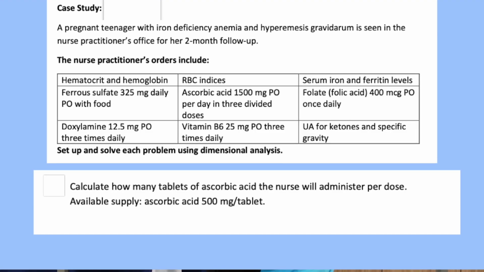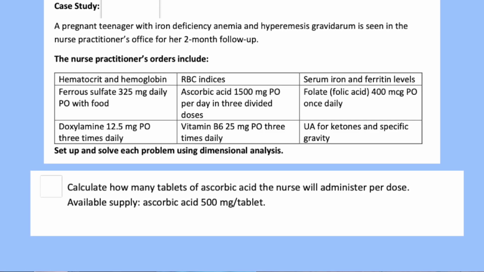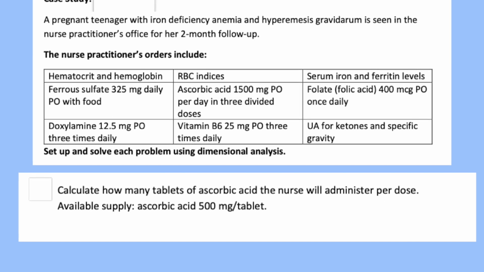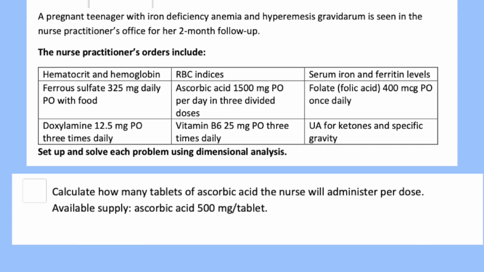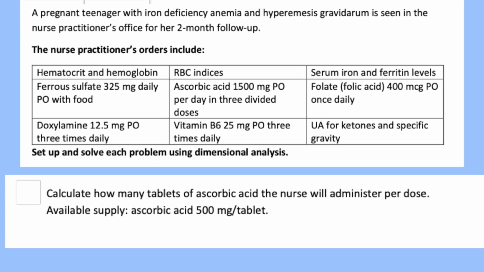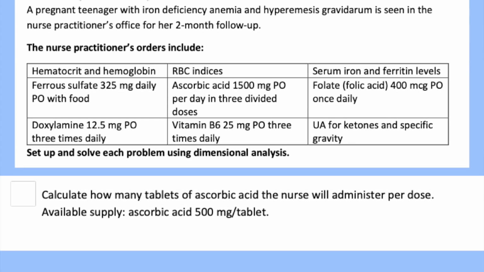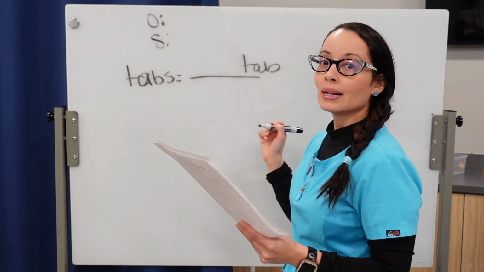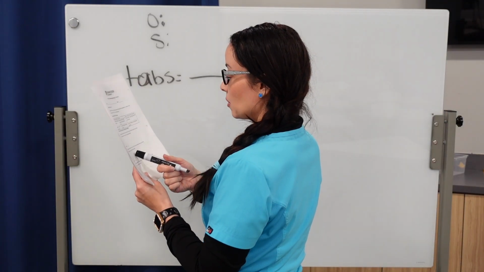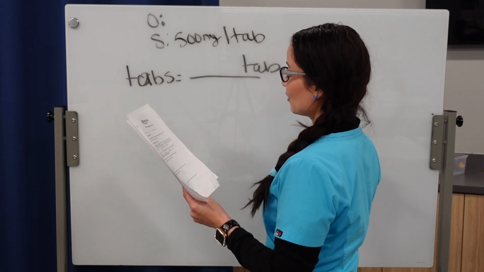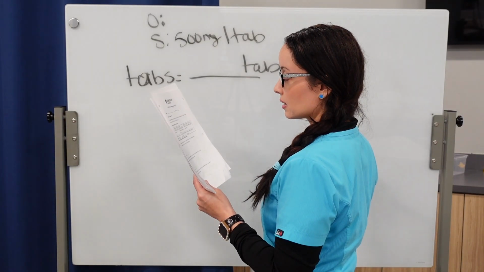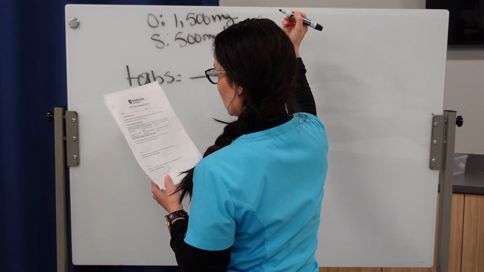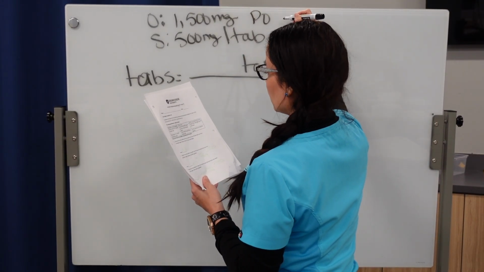Number 8, we're looking for tablets. So tabs equals, we're going to put tab up here. Again, whatever you're looking for, you're going to put here. And then whatever is on the left, you're going to put up top. I get ahead of myself, but the available is 500 milligrams per tab, and the order is 1,500 milligrams orally in 3 divided doses.